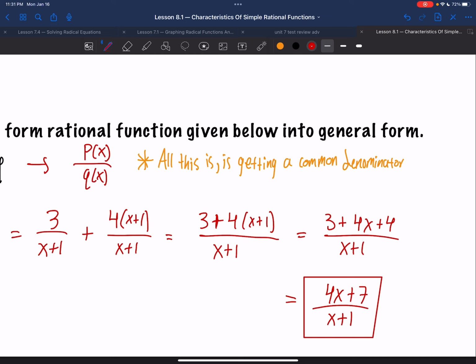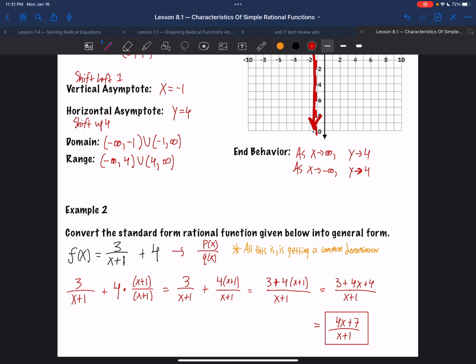Boom. Didn't want a trapezoid. Thank you. I want the rectangle, please. Thank you. Okay. And that's it.